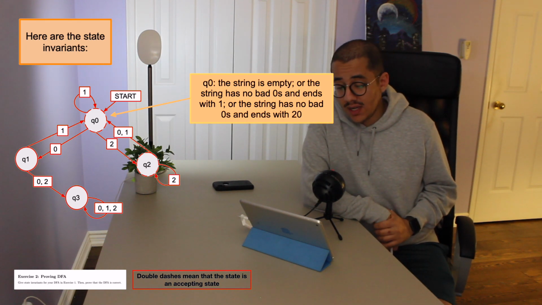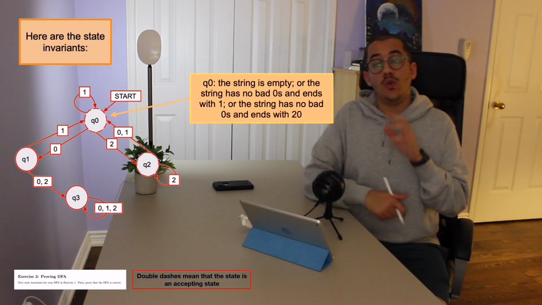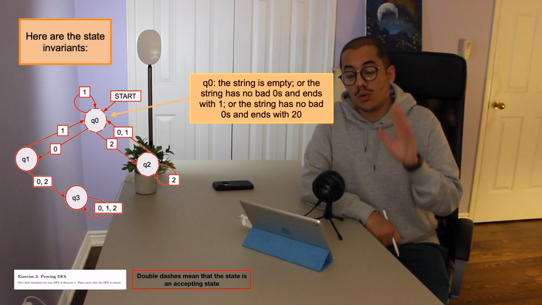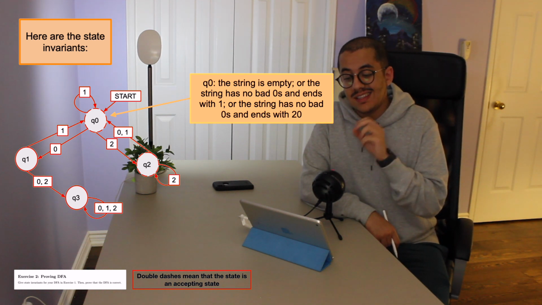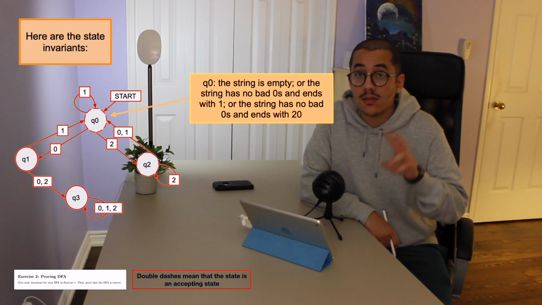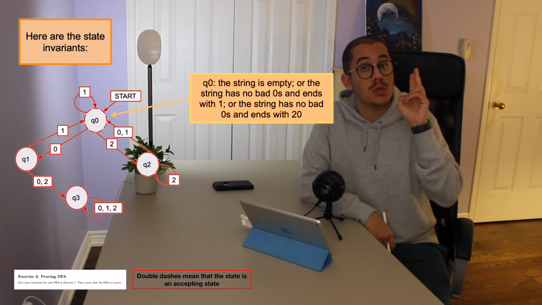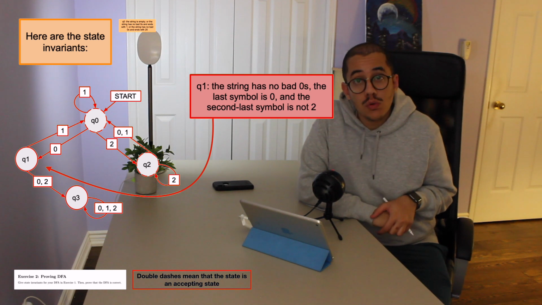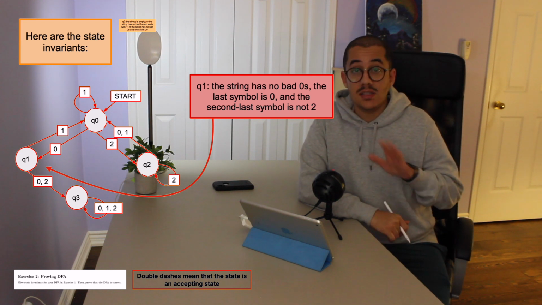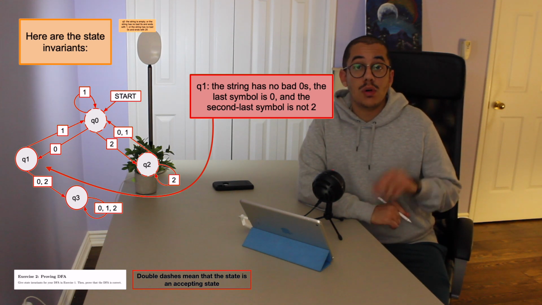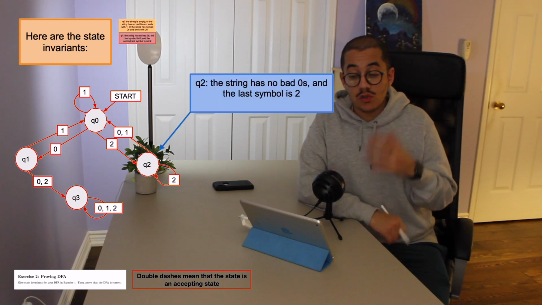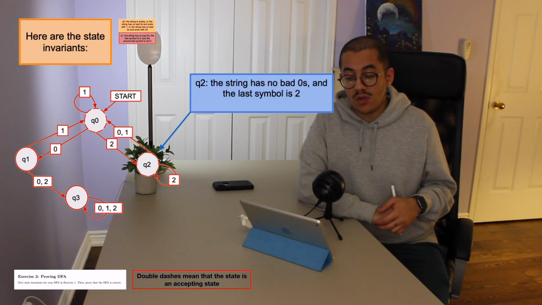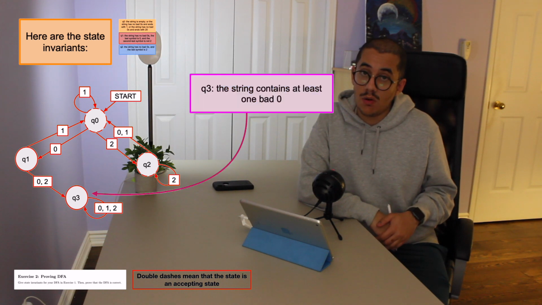Then Q1 is another one, where the string has no bad zeros and the last symbol is a 0 and the second last symbol is not a 2. It's just not possible for it to be a 2. Then another invariant is Q2, where the string has no bad zeros and the last symbol is 2. And there's Q3, where the string contains at least one bad zero.